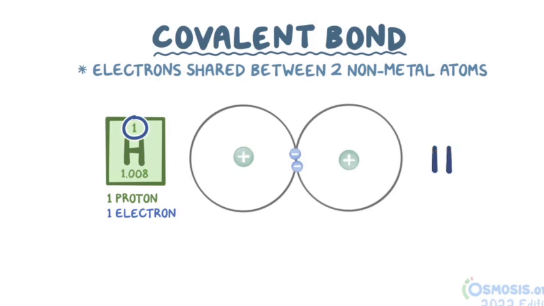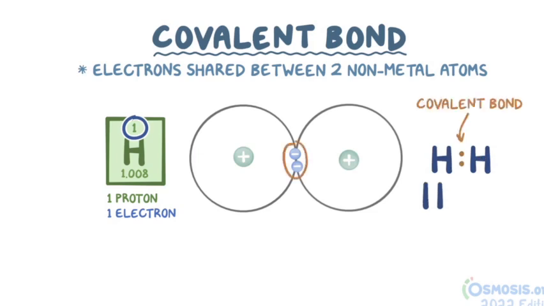We can represent this process by putting 2 dots between the 2 hydrogen atoms. These 2 dots represent 1 covalent bond. We can also represent a covalent bond by drawing a straight line between the hydrogen atoms. One straight line means 1 covalent bond and represents 2 valence electrons.